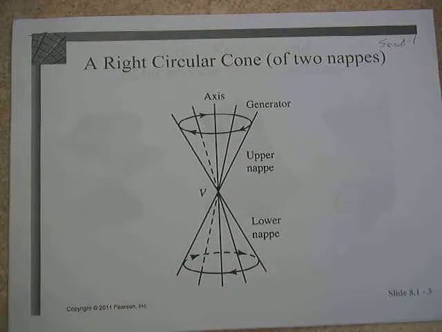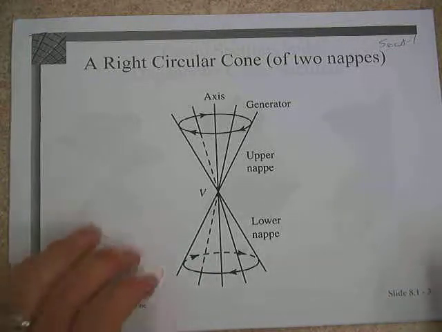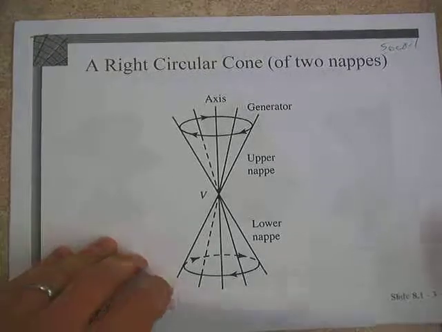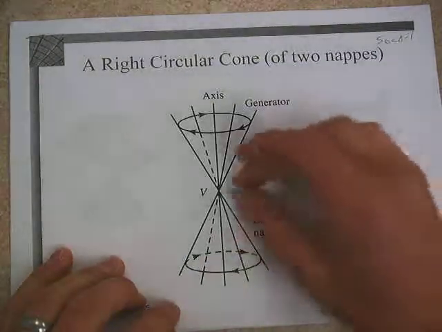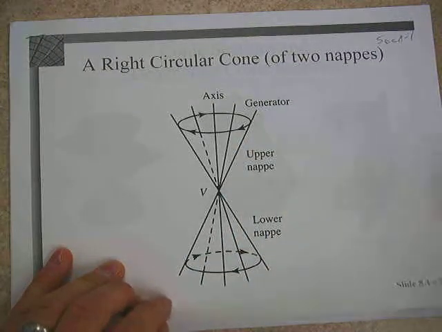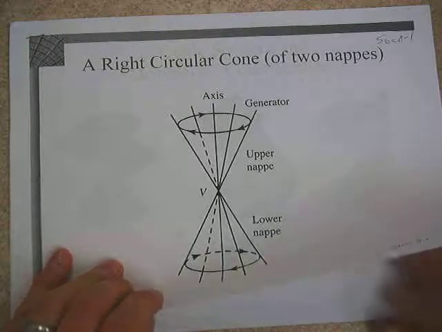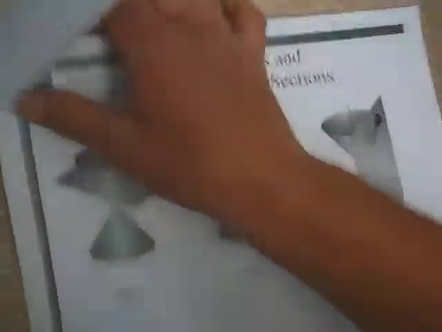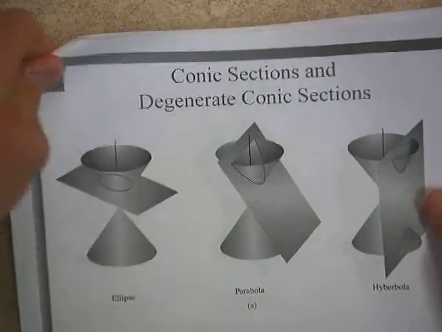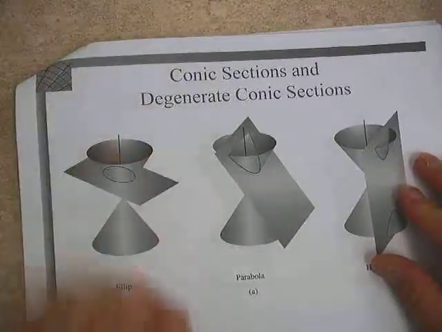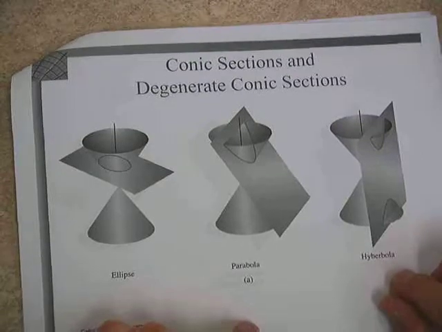Okay, in section 8.1 we're going to start our study of what we call conic sections. Ultimately, when we have two right circular cones that are point to point with one another, and we slice the cone with different planes, we generate what we call conic sections. So, here are a few of the conic sections that we're going to study most specifically in this class, which are ellipses, parabolas, and hyperbolas.